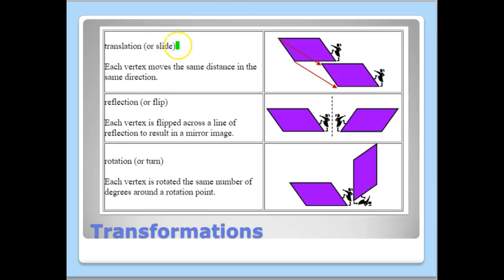There is a translation, okay, where you just move it. All it's doing is shifting. It does not turn, it doesn't flip, it doesn't do anything. It's just, I took it from here, I moved it to here. Okay? You have a reflection.